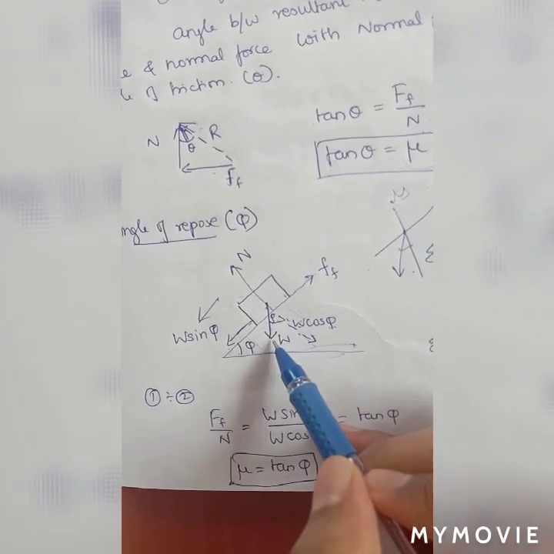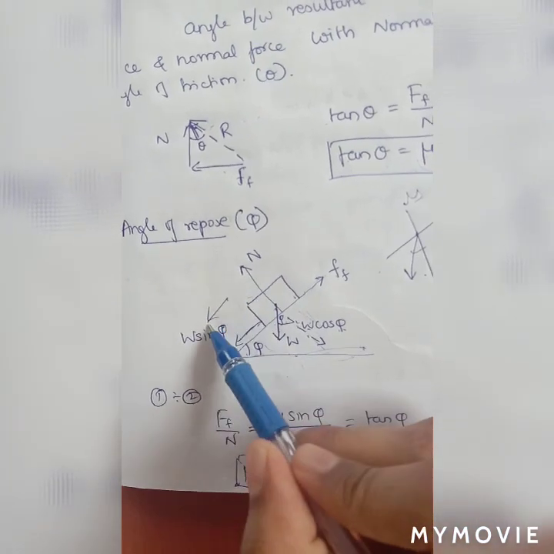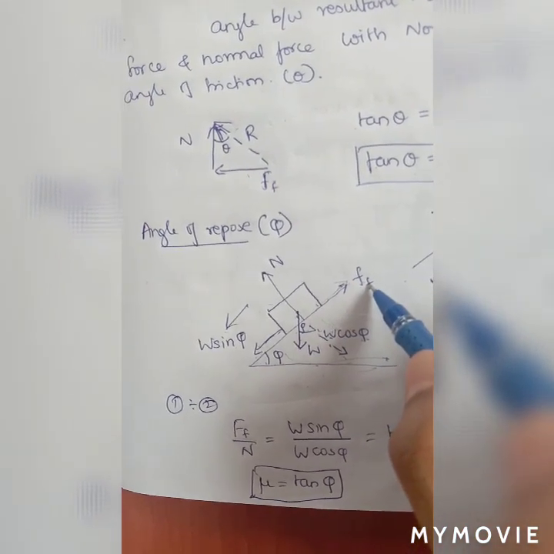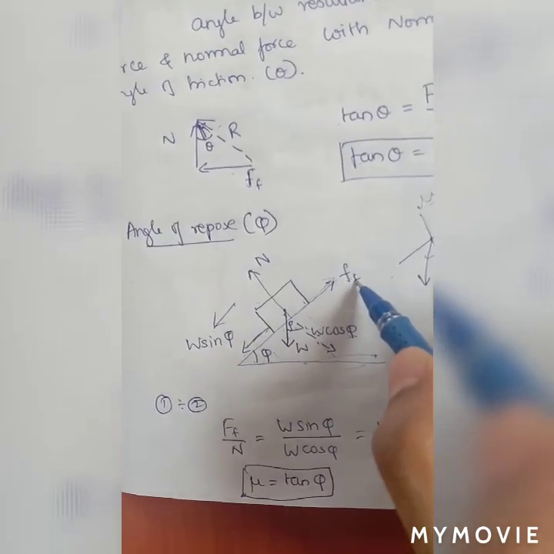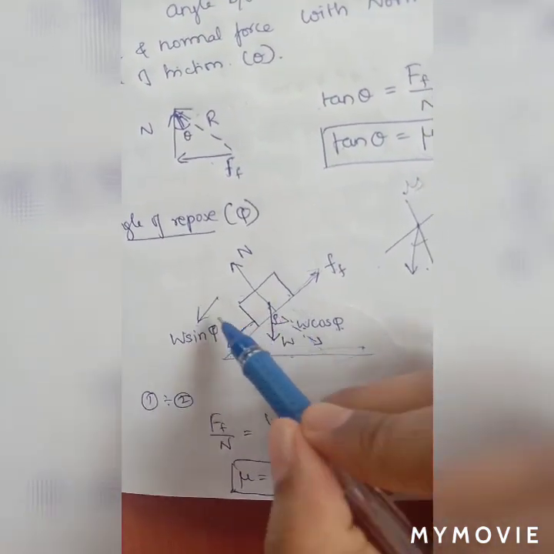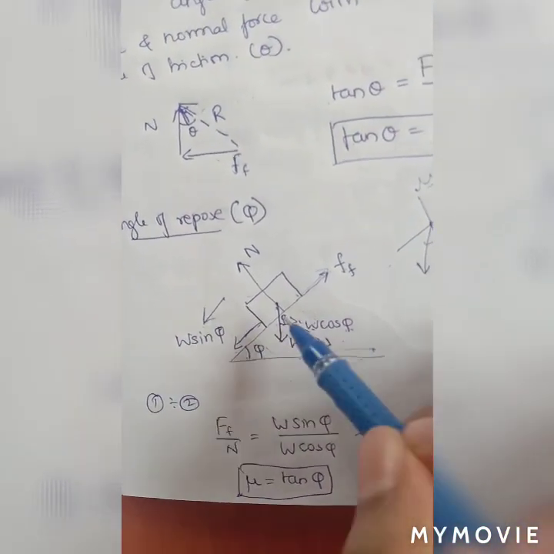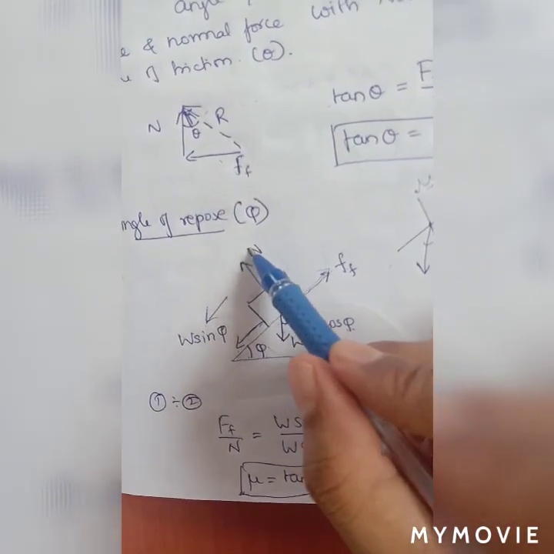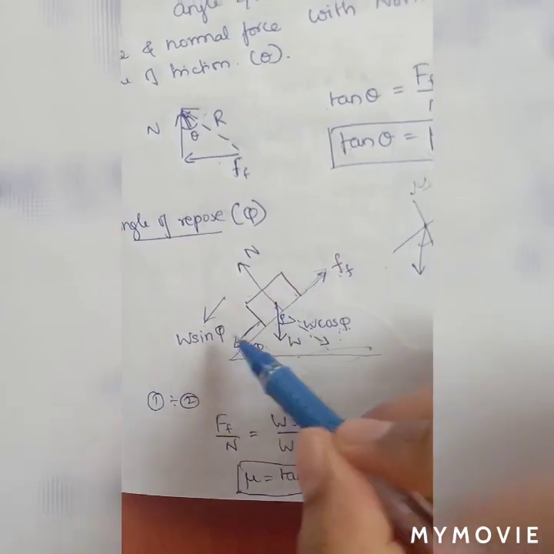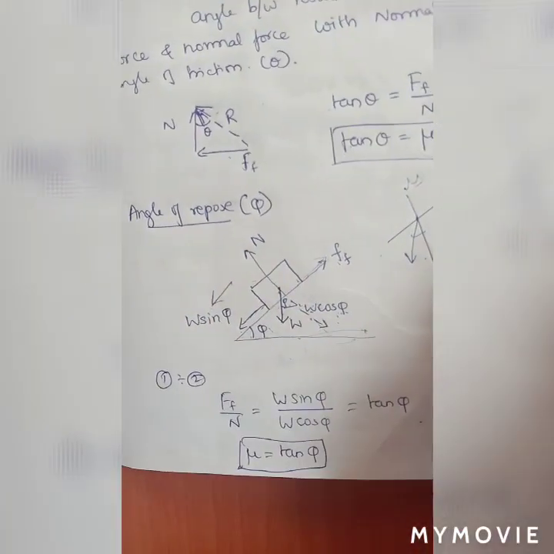With respect to the weight, the body is moving downwards, so the direction of motion is this. If the direction of motion is downwards, the frictional force should be in the opposite direction. This is your frictional force. Are you able to understand? So we have four forces now: W sin phi, the component of the weight along the surface; W cos phi, the perpendicular component of the weight; the normal force, in the direction opposite to the perpendicular component of the weight; and the frictional force, opposite to the direction of motion.